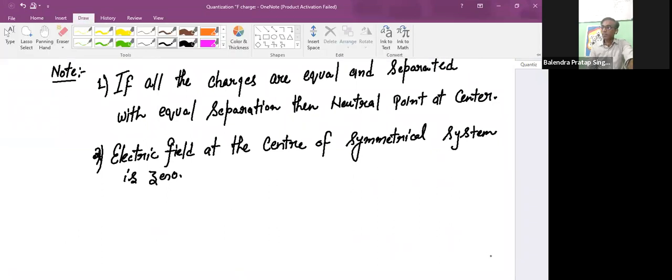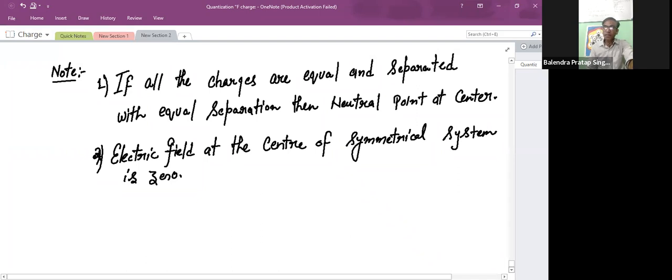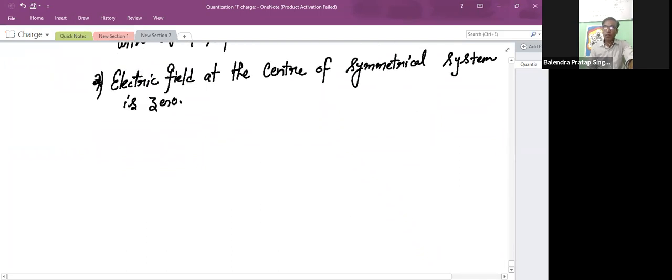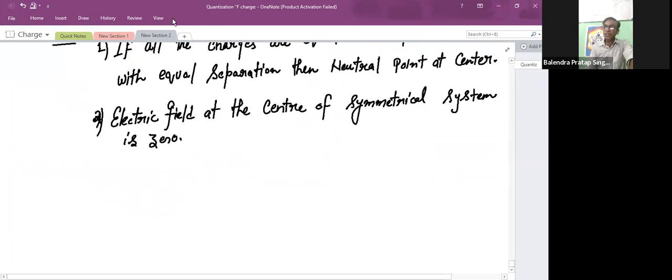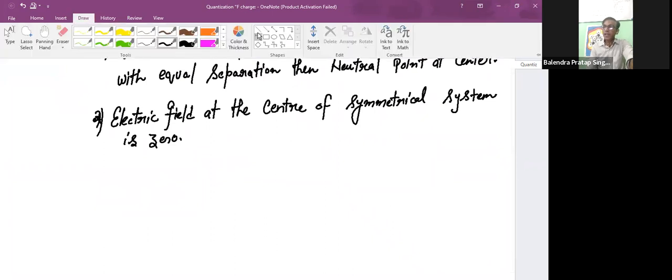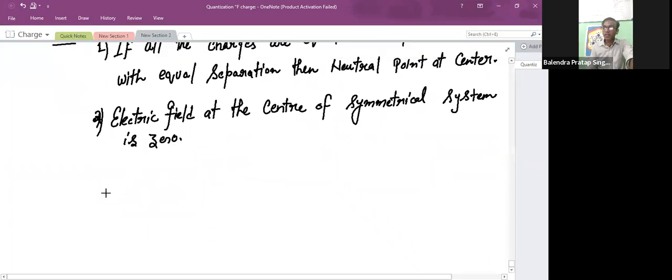I am moving to the next point. Suppose I consider a line. Here is charge Q, and here is charge Q, and these are separated by equal separation, A and A. Then the neutral point will lie at this point. This is your neutral point. Example.